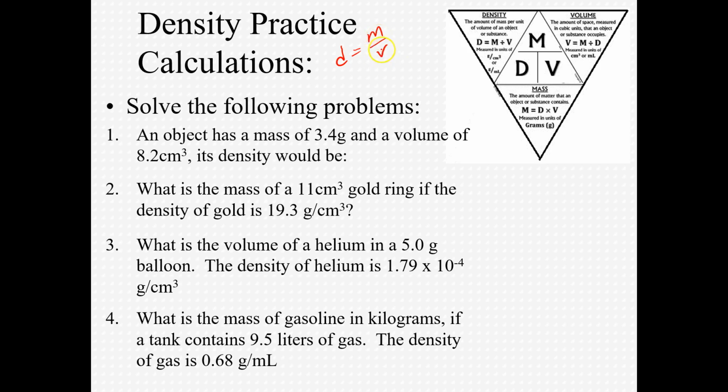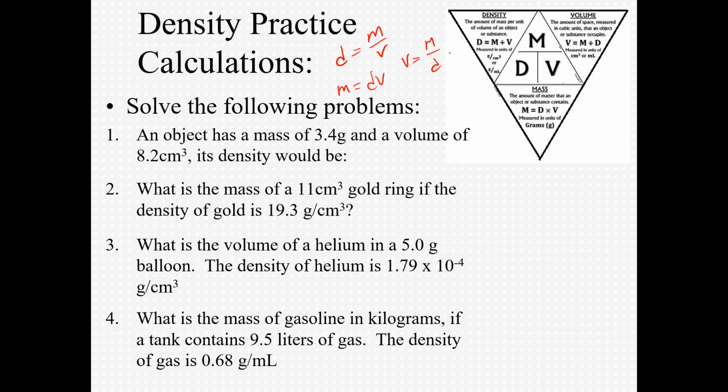Let's say we wanted to find out what the mass is. In order to do that, we have to get mass by itself, which means we'd multiply both sides by our volume. So we would have mass equal to density times volume. Or if we wanted to find volume, we'd first multiply both sides by volume, then divide by our density. We get volume is equal to mass divided by density.